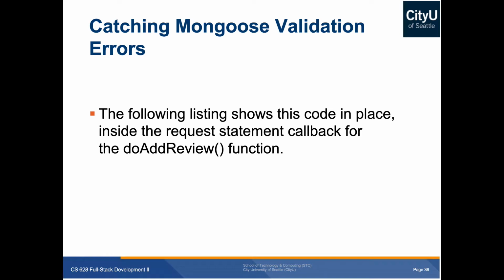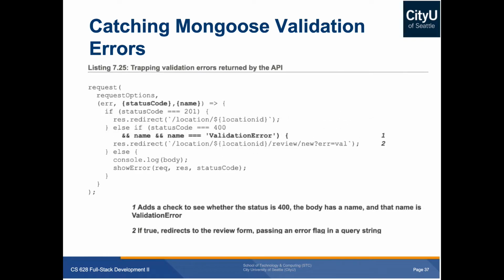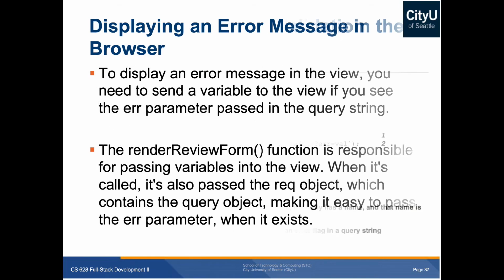Okay. The following listing shows this code in place inside the request statement callback for the do add review function. And as you can see here, you have the status code and the name. So you add a check to see whether the status is 400 and the body has a name, and that name is a validation error. If we do get that validation error string, then we can redirect them to the new review form, and have the error flag in the query string. So instead of redirecting back to the specific location info, we go back to the review form.